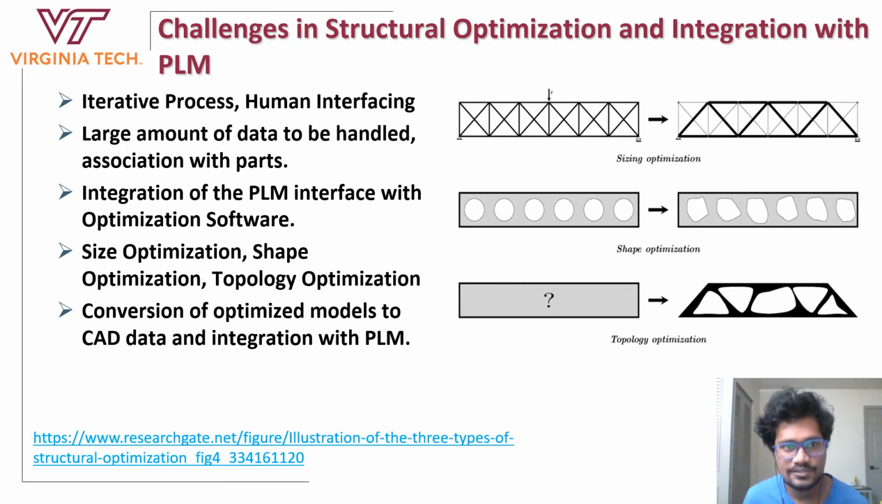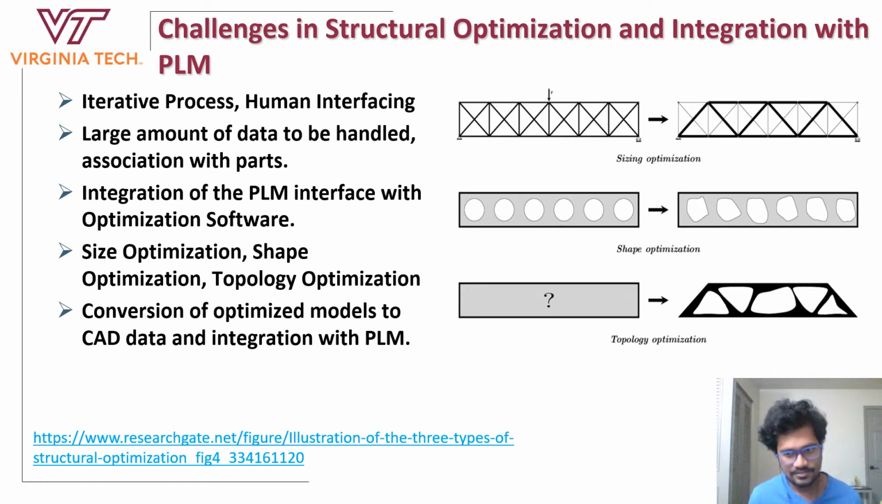So this just looks at a few challenges that come into play when we talk about structural optimization and its integration with PLM. The first thing that we have already talked about is that structural optimization is an iterative process. As a result, this takes a long amount of time. Again, in every iteration, there is some amount of human interference that is required, and whenever human interference comes into play, we always have to consider the fact that errors could happen, and as a result, it could lead to some uncertainties in the whole process.